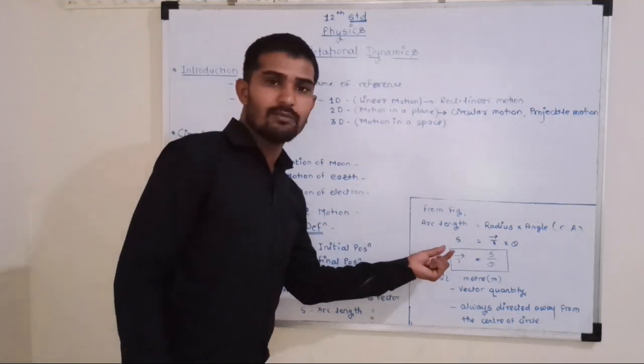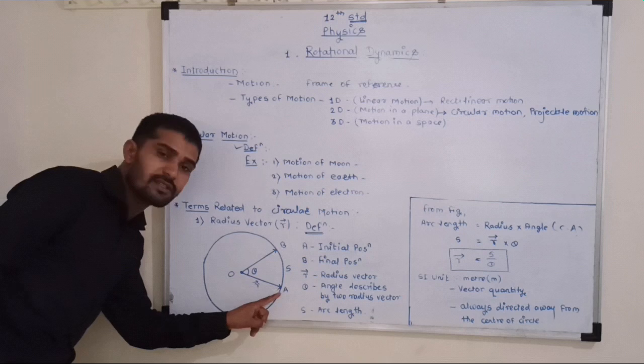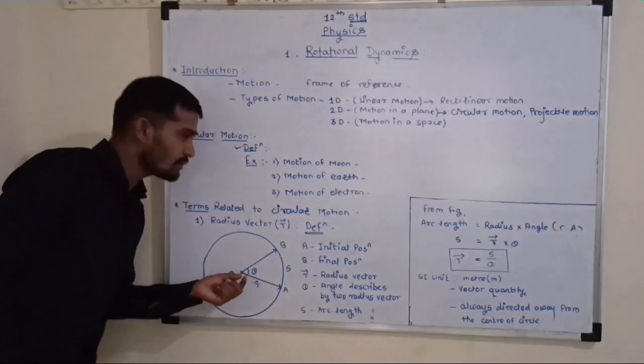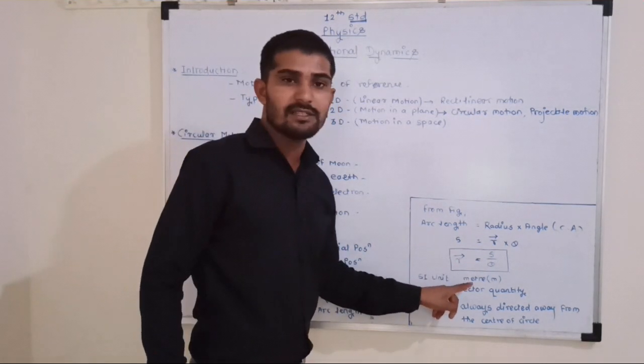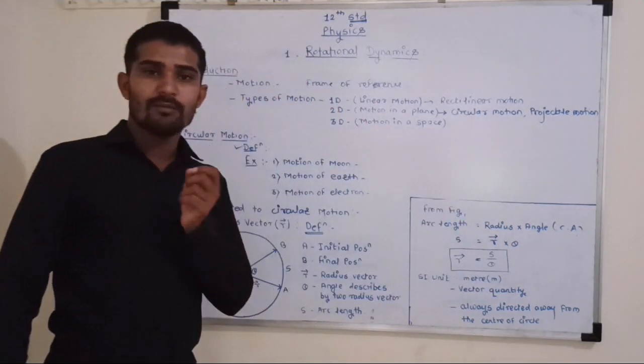Here radius vector means the simple distance between the center and the circumference of the circle. In SI units, distance is measured in meters. So the SI unit of radius vector is also meter.